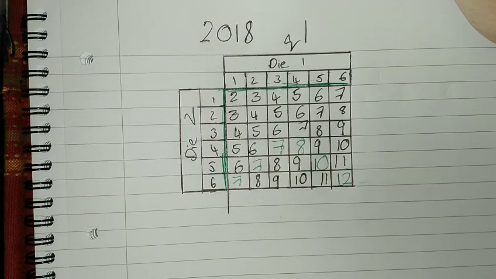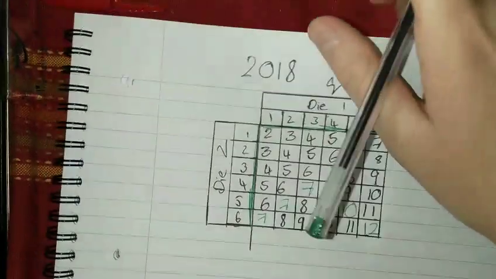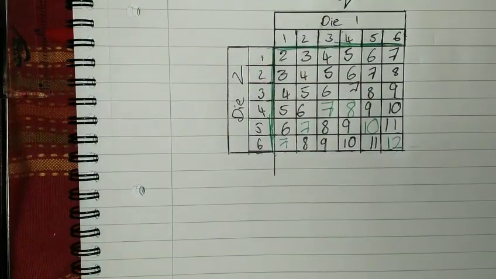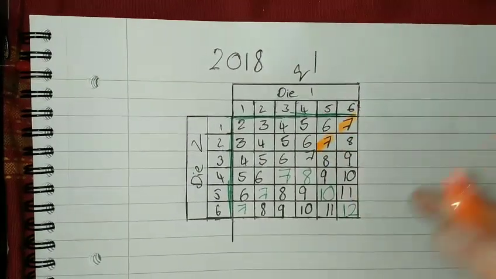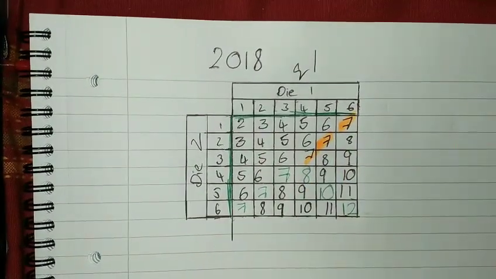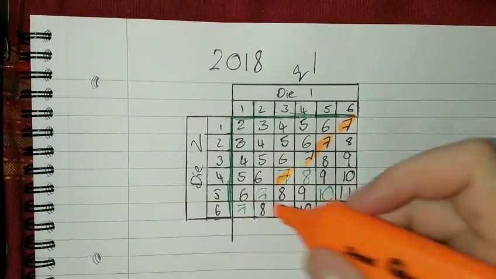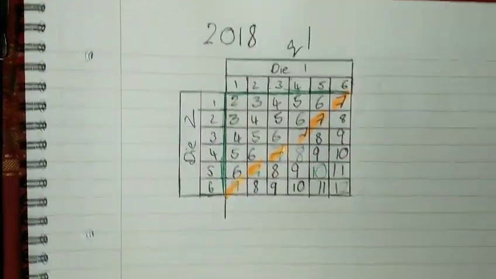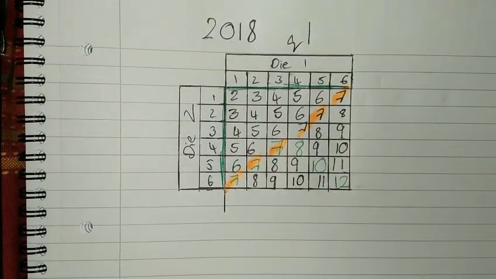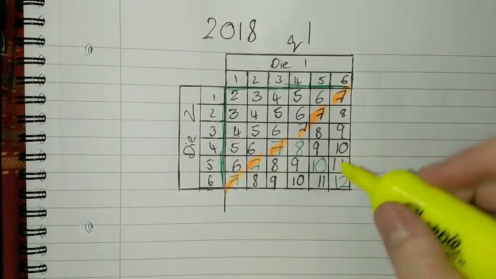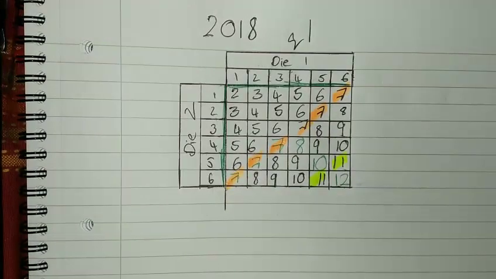Now we're asked to find the probability of getting a total of 7 or 11. What I might do is highlight anywhere I have a 7 or an 11. In this case, I have a 7 here, a 7 here, and a 7 here, so it's actually making a diagonal. Now I'm going to use another colour for my 11s. I don't have as many 11s, so I have this and this.